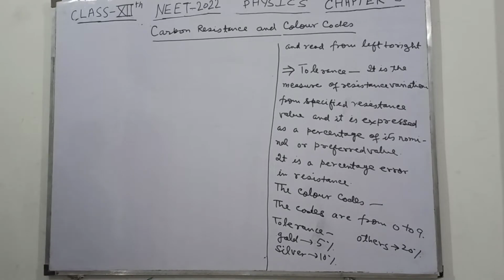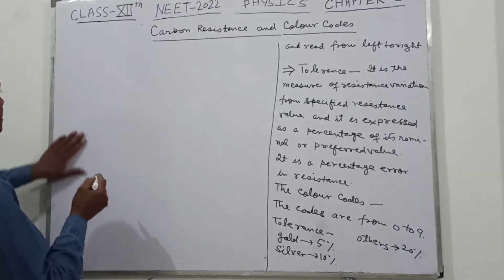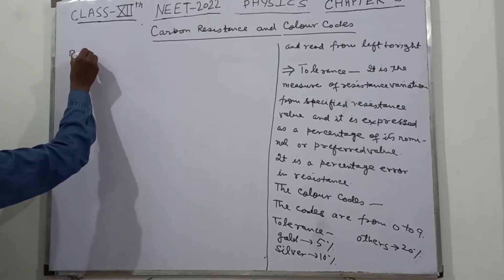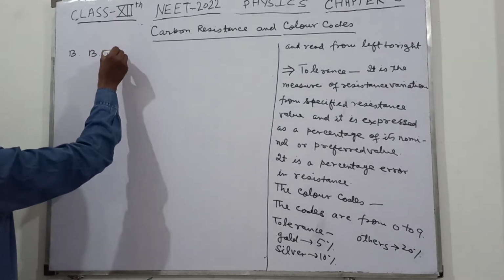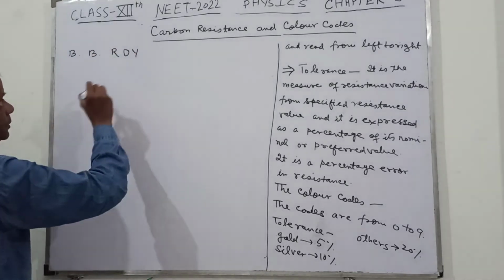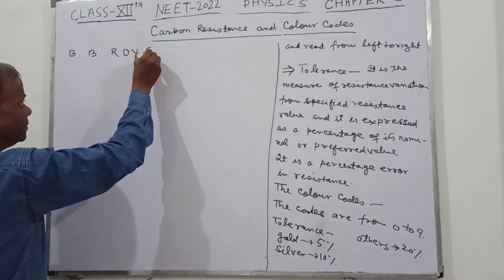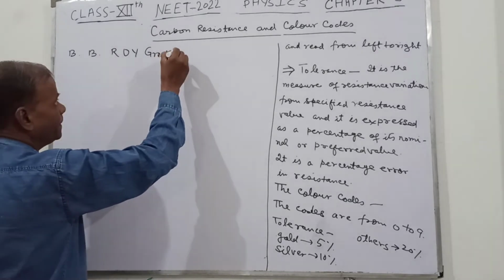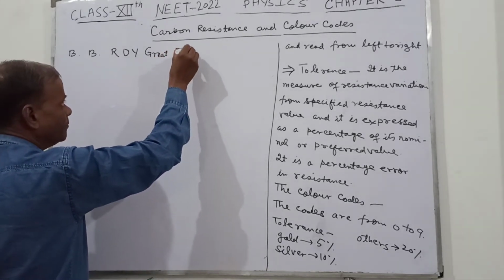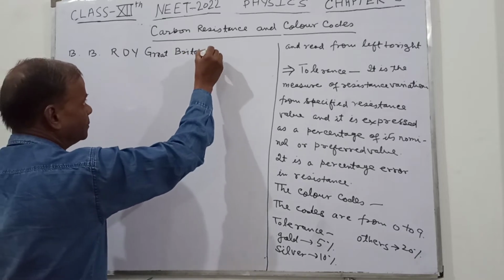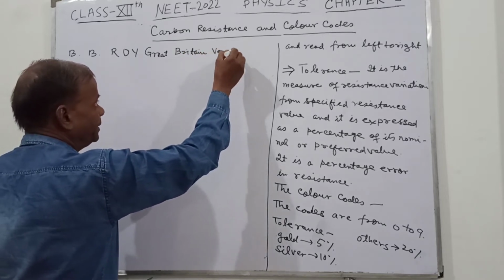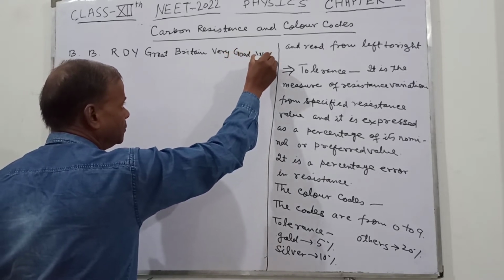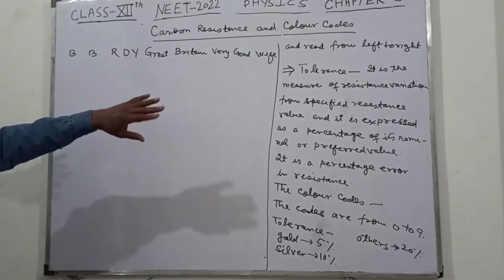So now I tell you the codes of the colors. BVROYGBVGW: black, brown, red, orange, yellow, green, blue, violet, grey, white. These are the 10 colors.